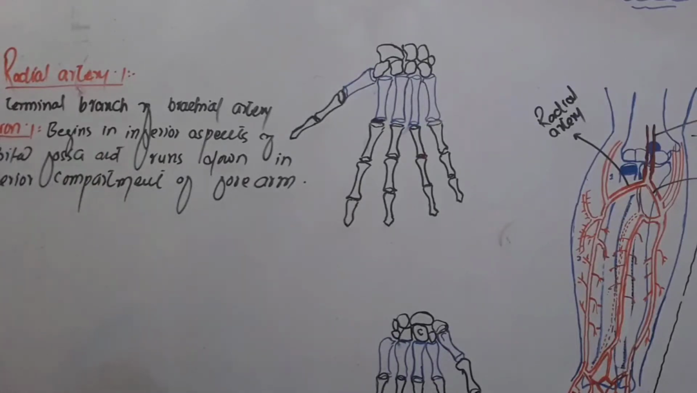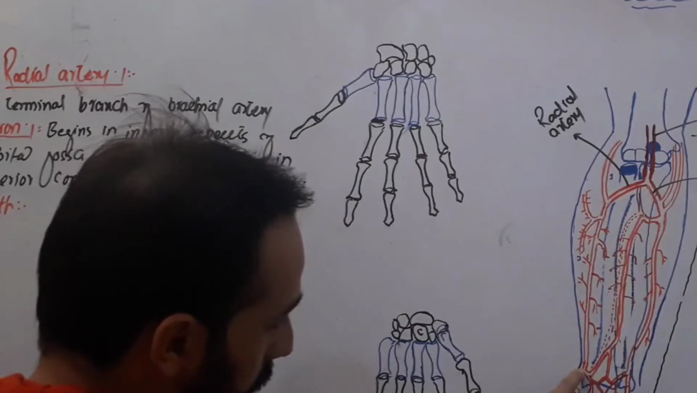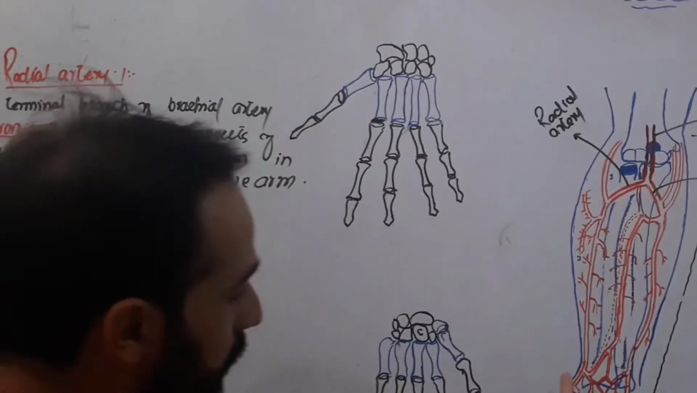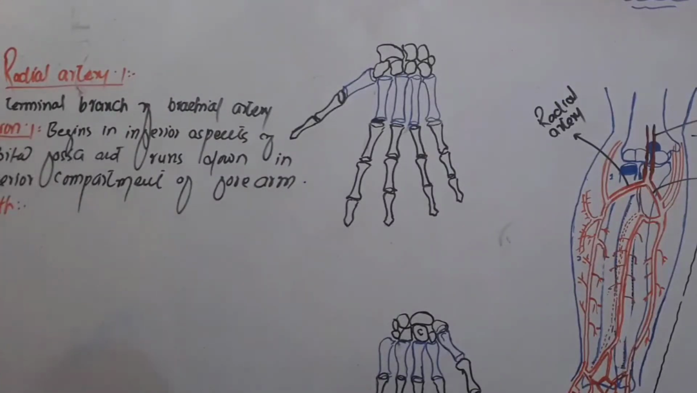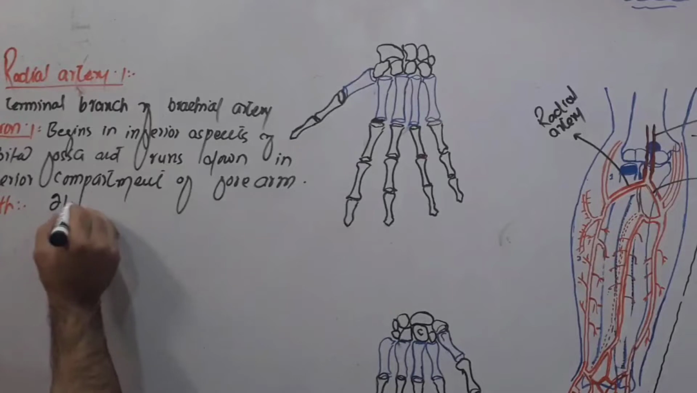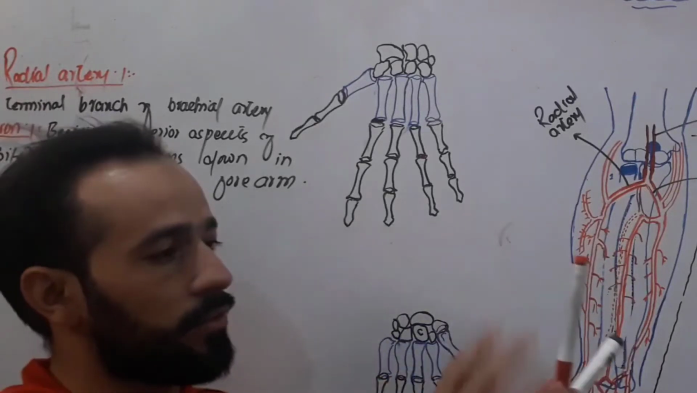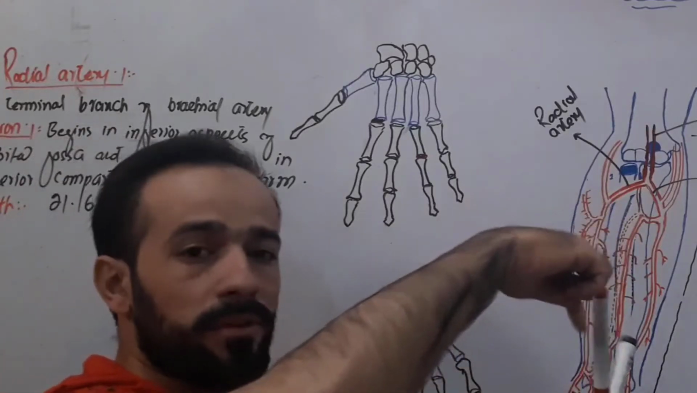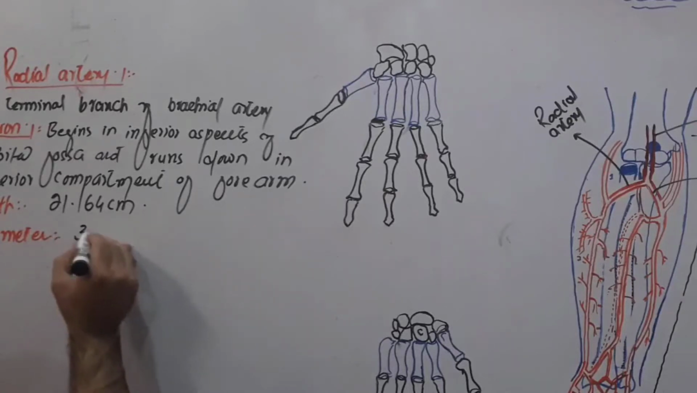Now, what is the length of this artery? From its point of origin up to the bifurcation point at the distal part of the radius and ulna, its length is about 21.64 centimeters. And it's also an artery, so this is its length and this will be its diameter. Its diameter is about 2.325 millimeters, right?